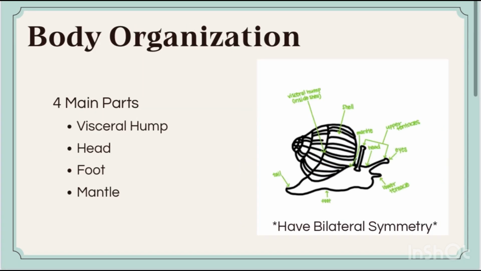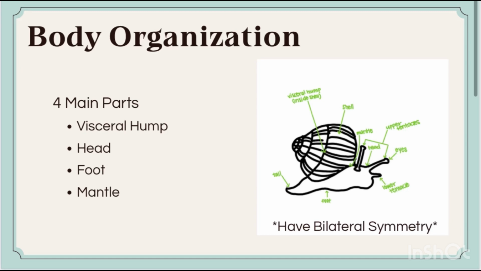Their body organization: they are going to have bilateral symmetry, which essentially is the fact that their body can be divided into two mirror image halves, creating a left and right side. There are also four main parts of the snail. That's going to be their visceral hump, which is contained within the shell. I tried to indicate it here with an arrow, although you can't see it on the drawing. And this is going to house a majority of their vital organs and systems.